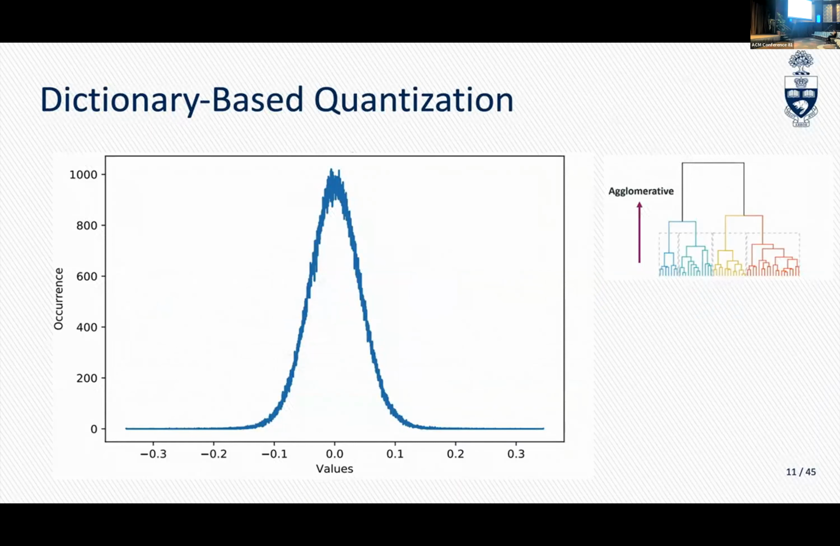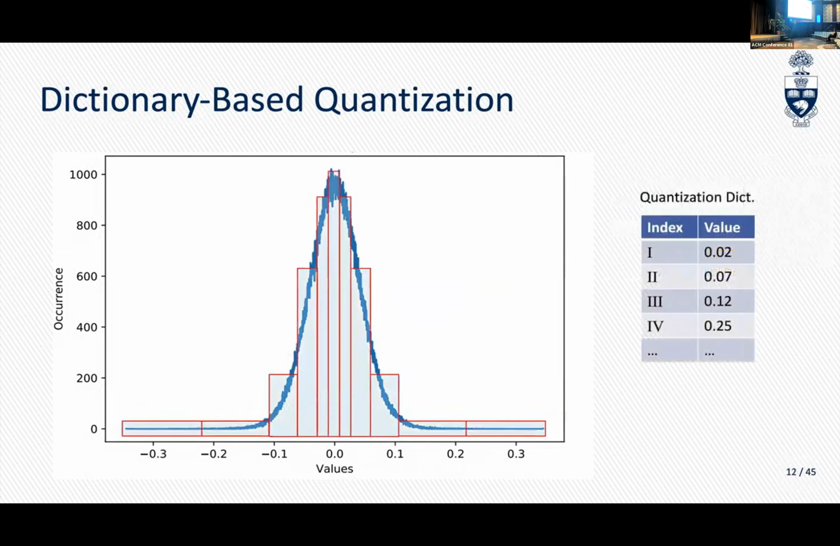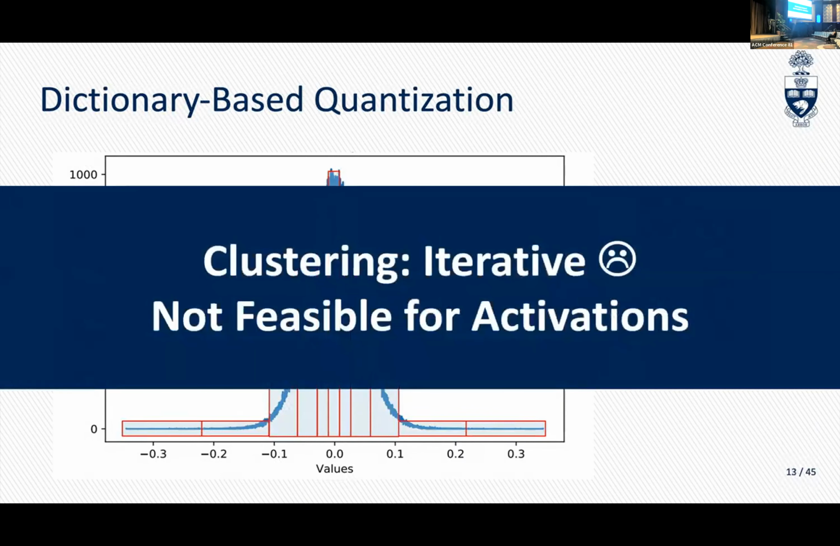Mokey at its core is a dictionary-based quantization or clustering method powered by agglomerative clustering. When we quantize a distribution, we get a quantization dictionary. A quantization dictionary provides us some representative values and some corresponding indexes that we can use to transfer our data. Clustering methods are iterative, which makes them slow and expensive for on-the-fly applications. Therefore, they are not a suitable match for quantizing activations, which are generated on the fly.